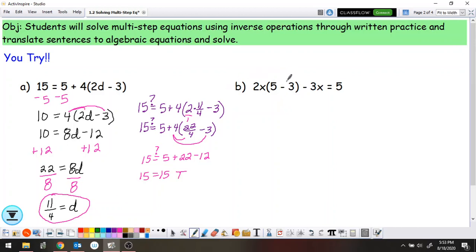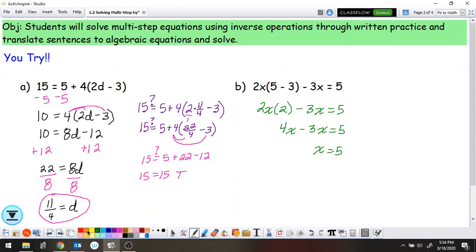I see that I have 5 minus 3 in parentheses. There's really no reason to distribute 2x if you can simplify what's in parentheses first. So let's rewrite this as 2x times 2, subtract 3x equals 5. And then go ahead and take 2x times 2, which is 4x, subtract 3x equals 5, and 4x subtract 3x is 1x, or just x, equals 5.